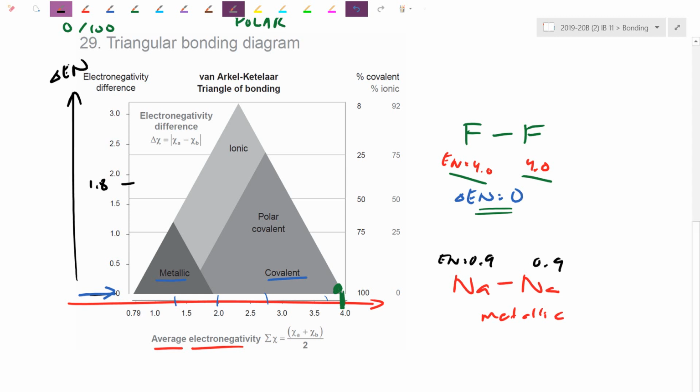0.9 and 0.9. If you just consider the difference, big number minus small number, the difference is similarly 0. Both the fluorines are 0 and the sodiums are 0. And yet you wouldn't call sodium-sodium covalent. You would rather call them metallic.